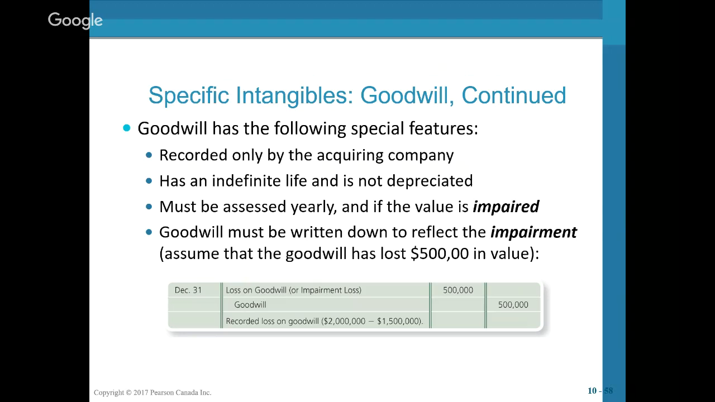It has an indefinite useful life, so it is not depreciated. It does need to be tested annually for impairment. Okay, so you are testing this regularly. And if it is impaired, we do what's called a write-down. In accounting, we refer to it as a write-down. That's just the word they use, and that just means that it was impaired. It means that it lost some value, which in this case was $500,000. So here we'll debit loss on goodwill, or an impairment loss of $500,000. We credit goodwill.